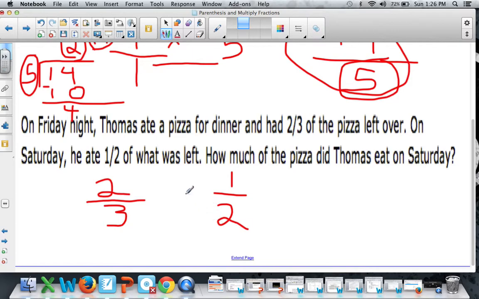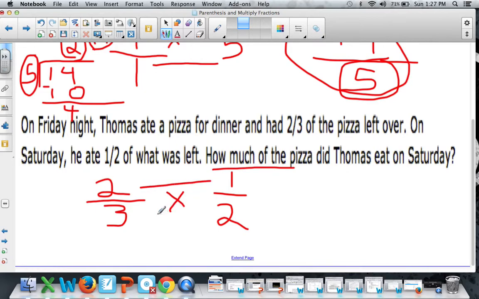But in this case, it's multiplication. I think the clue here is how much of. That's the clue for multiplication this time. If it was addition, it would have said like altogether, or if it was subtraction, it would have said how much was left in the end. This is multiplication though, so we multiply straight across.